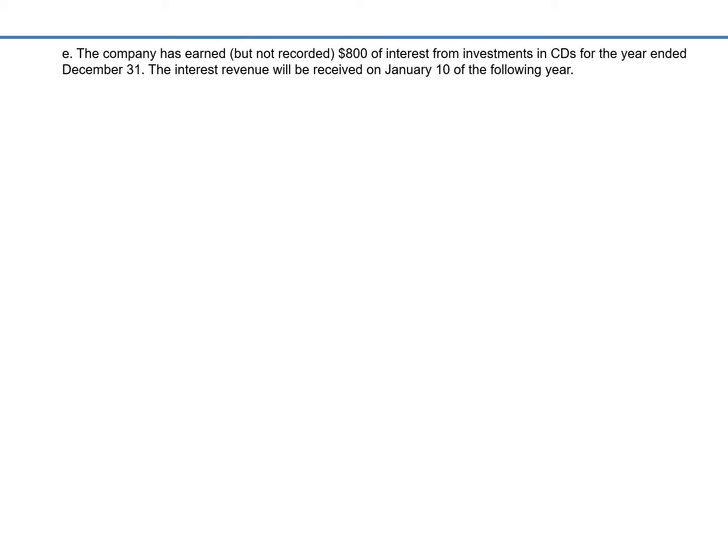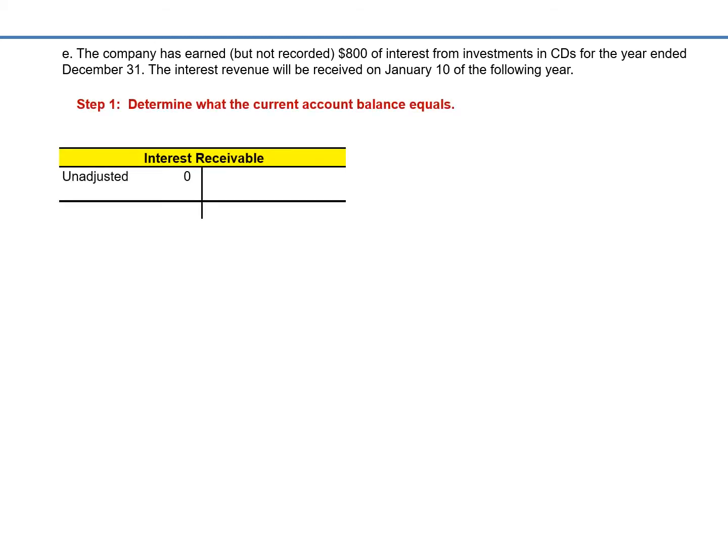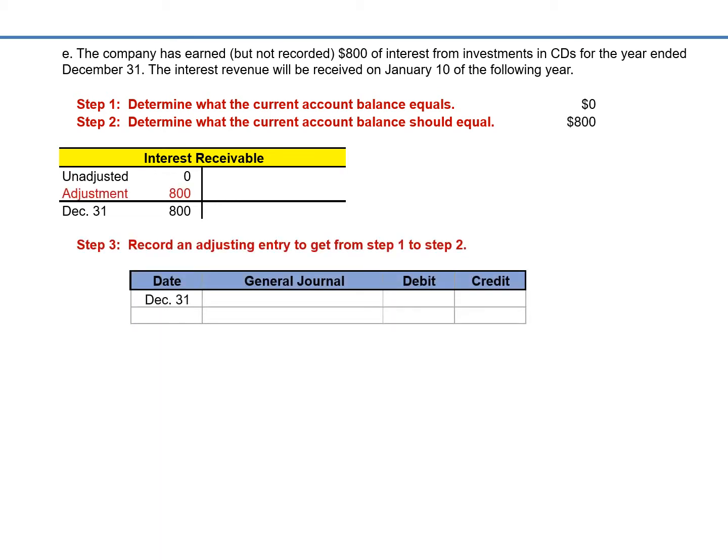Right, in letter E, the company's earned but not recorded $800 of interest from investments in CDs for the year ended December 31st. Interest revenue will be received on January 10th of the following year. Well, if we've earned that interest, we have to record it, right? So our current interest receivable account is 0, but it needs to be $800. To increase an asset account, we debit, in this case, $800. Debit interest receivable, $800, and we want to recognize our interest revenue, and we increase revenue accounts with credits. So we have an $800 credit to interest revenue.